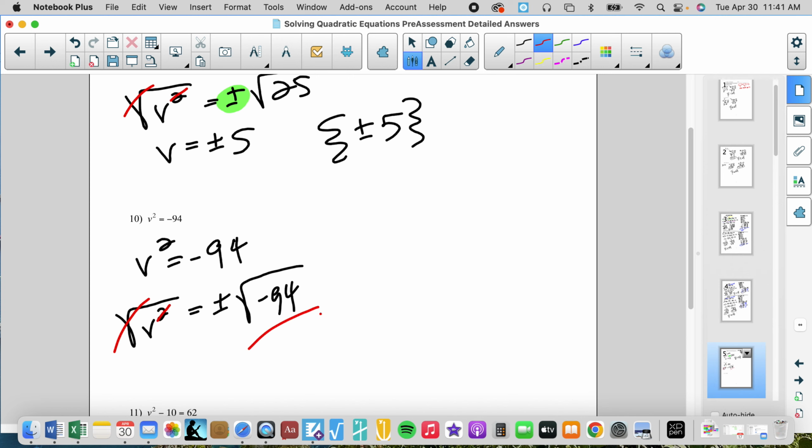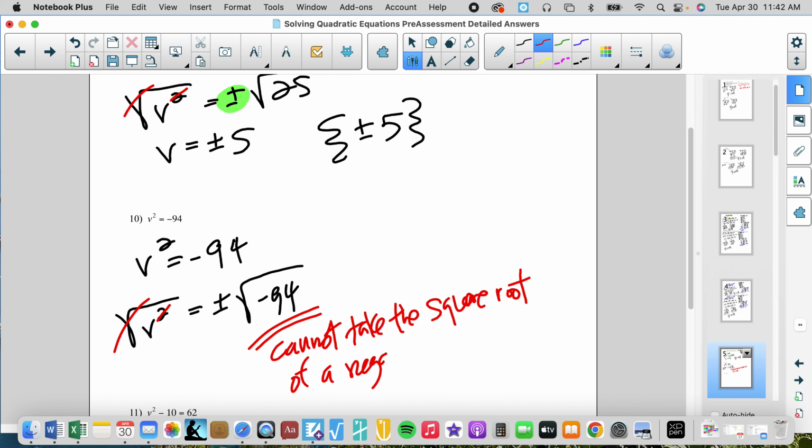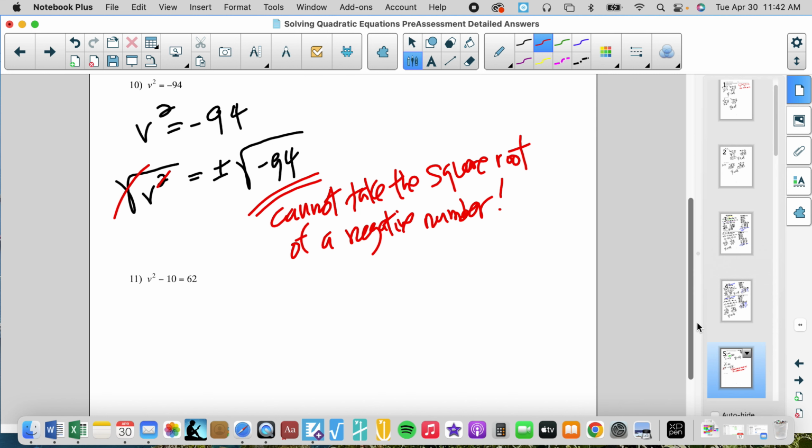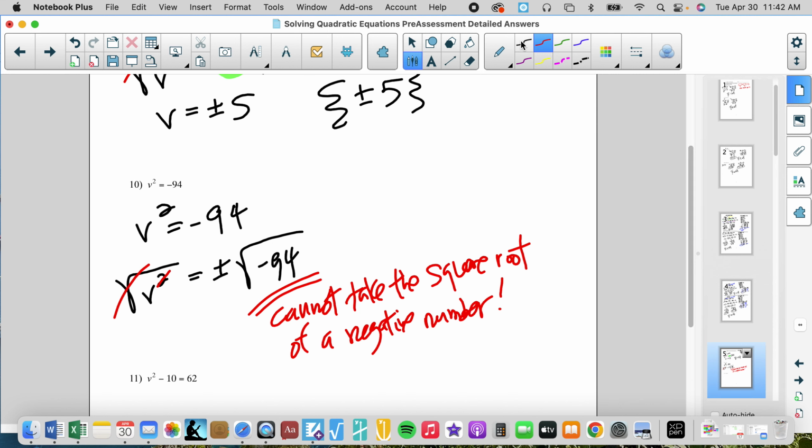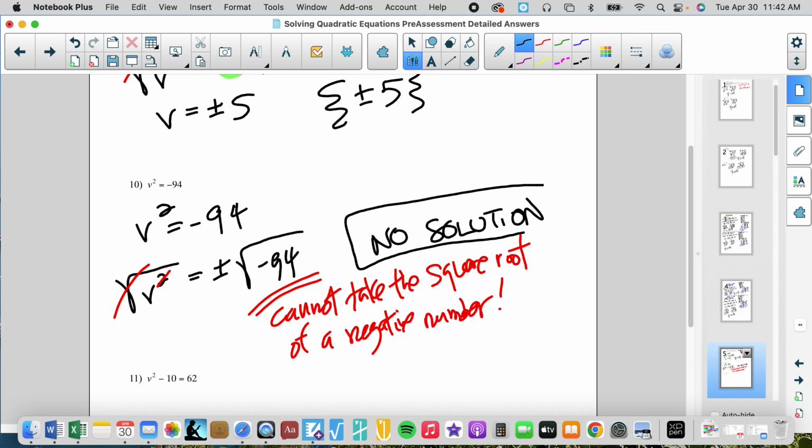However, we cannot take the square root of a negative number. So the answer is no solution. Whoa, no solution. Almost ran out of space there. No solution is the answer.